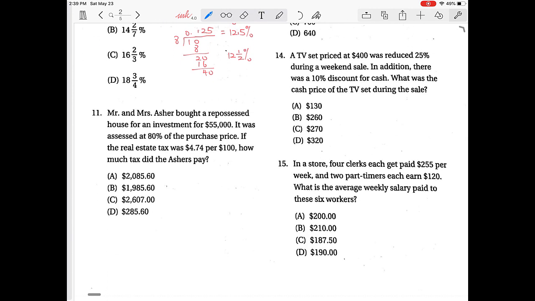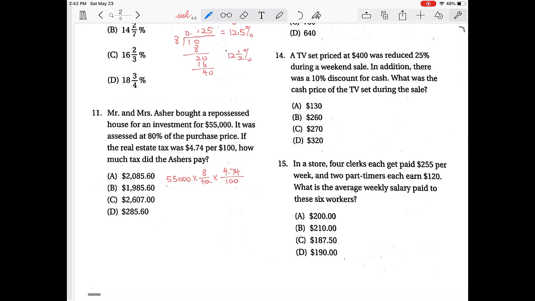Number 11, Mr. and Mrs. Asher bought a repossessed house for an investment for $55,000. It was assessed at 80% of the purchase price. If the real estate tax was $474 per 100, how much tax did the Ashers pay? We know the purchase price is $55,000. Multiplying that by 80% or 8 over 10. And we know the real estate tax is $474 per 100.